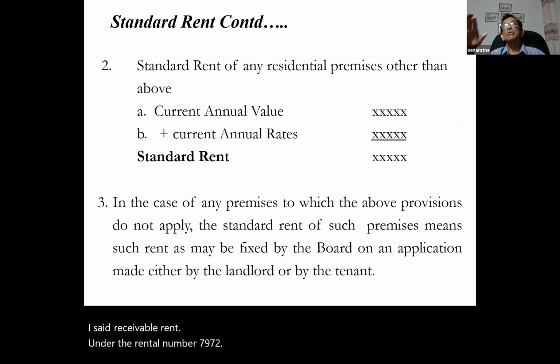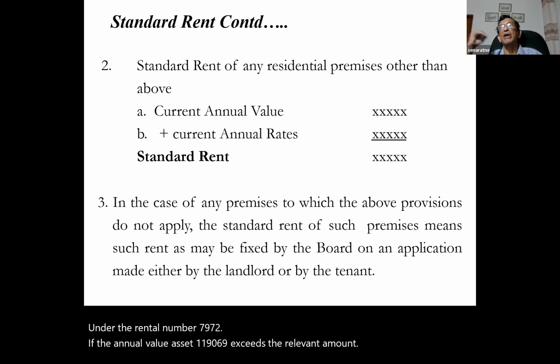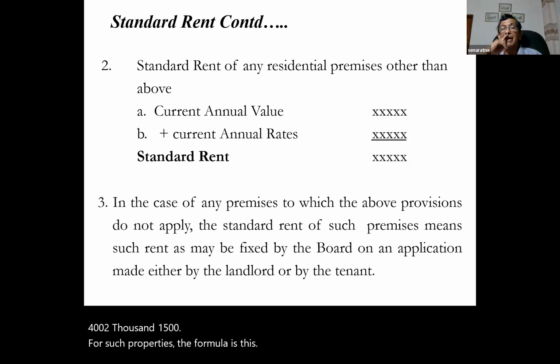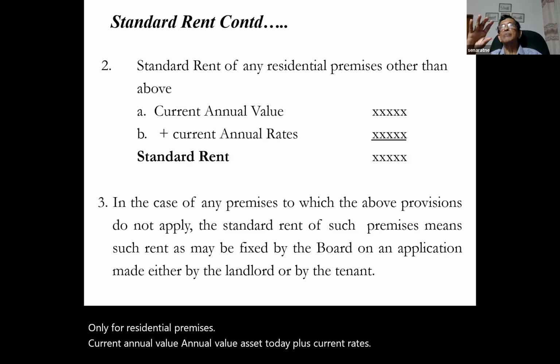If the annual value as at 1/1/1969 exceeds the relevant amount, 4,000, 2,000, 1,000, and 500, for such properties the formula is this, only for residential premises. Current annual value as at today, plus current rates. Both together make the standard rent. See the difference.